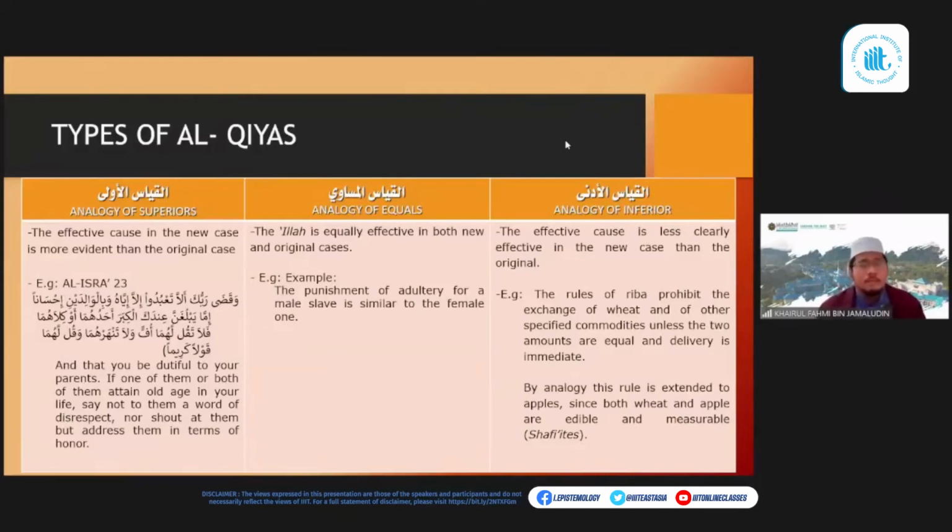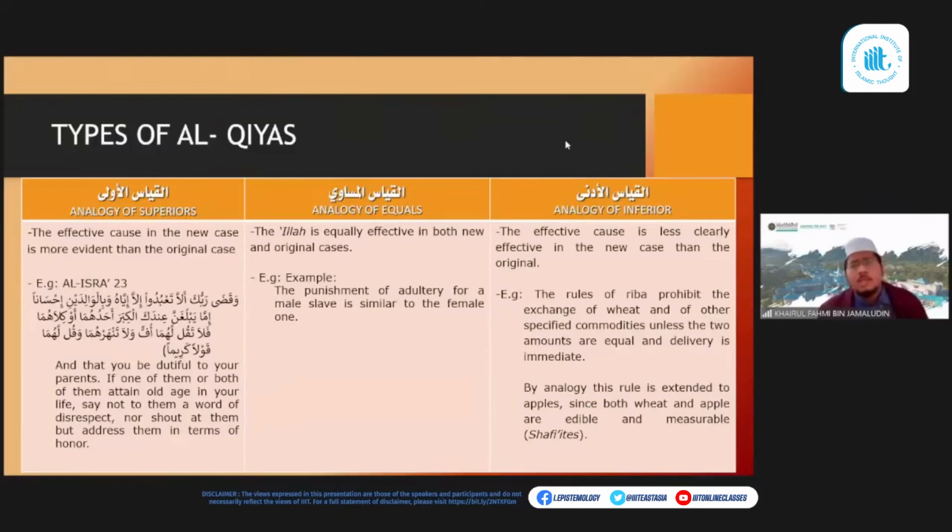And that you be dutiful to your parents if one of them or both of them attain old age in your life. Say not to them a word of disrespect, do not shout at them. So here Allah said, do not say "uff" to them, or shout or say a hurtful, very rude word. But how about if we beat our parents, kick them, or punch them? Then of course it is much more serious in nature. So this is qiyas al-awla.